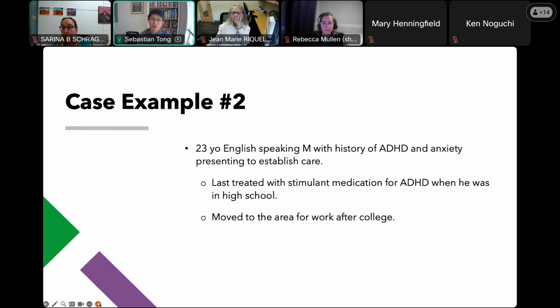My other patient comes from the clinic I work in now, which is in a gentrifying area. I have a 23-year-old English-speaking tech worker who comes in with a history of ADHD and anxiety, presenting to establish care. He was last treated with stimulant medication for ADHD when he was in high school, but is struggling with concentration at his new job. This was someone I saw soon after the COVID pandemic, who had done part of his college experience online, and then moved to the Seattle area for work after college and didn't have any contacts.